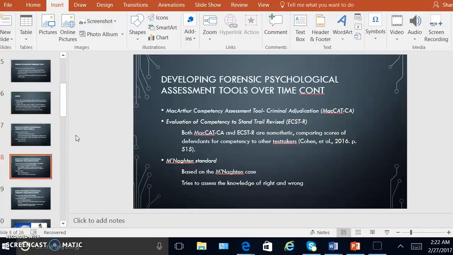So as a more general view, the Knott standard was based on his case, and it basically tries to assess the knowledge of right or wrong. This assessment is actually still used in England, and it's used in a few courtrooms still in America, but it's not very popular anymore.